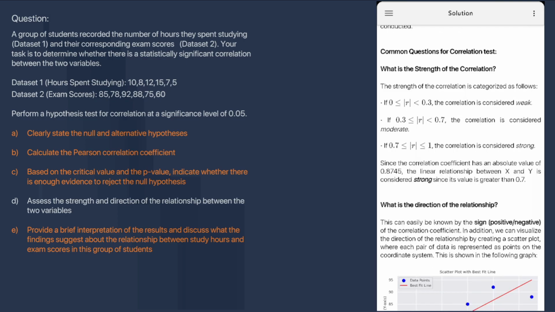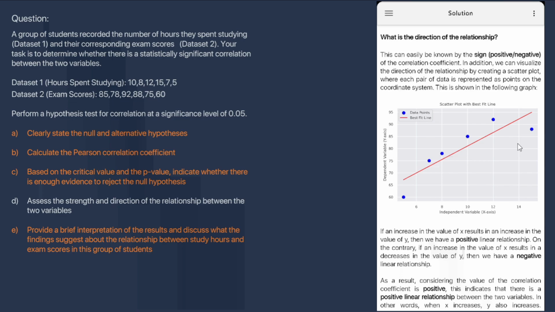Common questions for correlation tests. What is the strength of the correlation? The strength of the correlation is categorized as follows. If the absolute value of the sample correlation coefficient is between 0 and 0.3, the correlation is considered weak. Next, if it is between 0.3 and 0.7, the correlation is considered moderate. And lastly, if it is between 0.7 and 1, the correlation is considered strong. Now, since the correlation coefficient that we calculated a while ago has an absolute value of 0.8745, the linear relationship between the number of hours spent studying and the corresponding exam scores is considered strong, since its value is greater than 0.7.